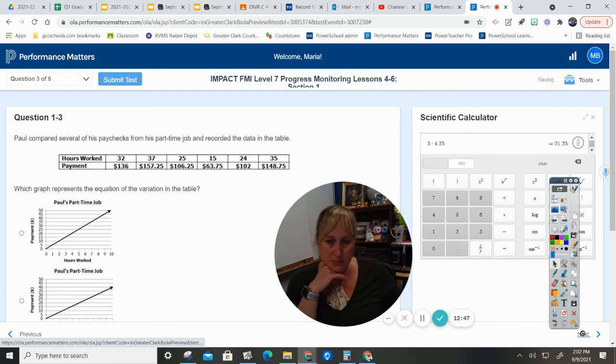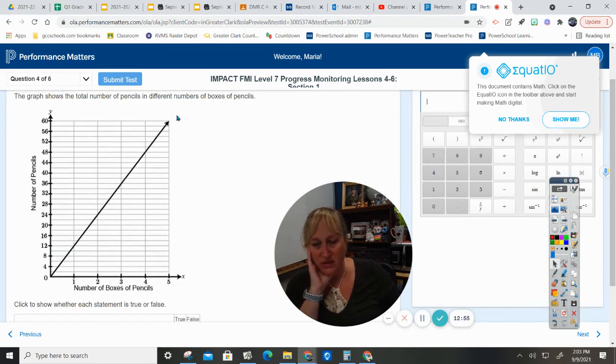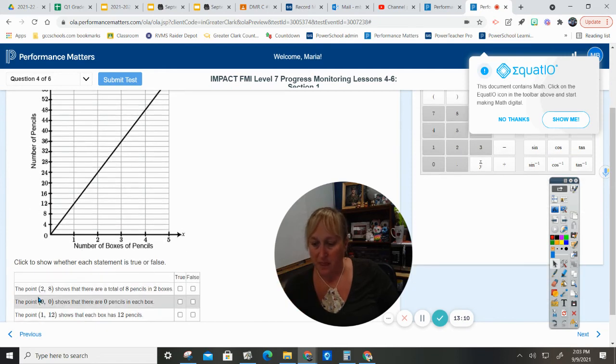Let's go to the next one. All right, the graph shows the total number of pencils and different numbers of boxes of pencils. Okay, so we have a bunch of boxes, and some of them have different numbers of pencils in them. Okay, cool. The point (2, 8) shows that there are a total of 8 pencils in 2 boxes. Let's see, so 2 boxes, 8, so that is true.